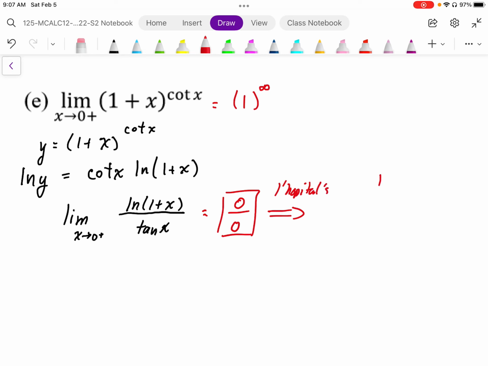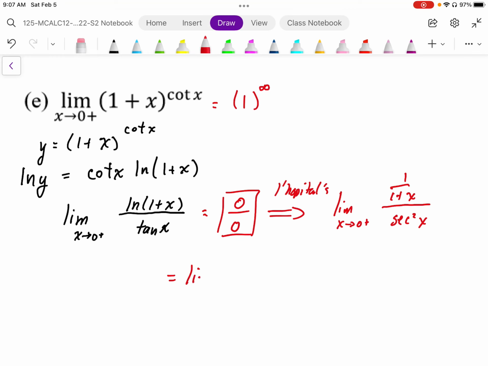In doing this, I end up with, let me just put my limit notation in there. So this becomes the limit as x approaches 0 from the positive side. I end up with 1 over 1 plus x, and in the denominator, we end up with secant squared x. Okay, so I'm just going to maybe simplify this. So secant squared in the denominator becomes cos squared in the numerator.